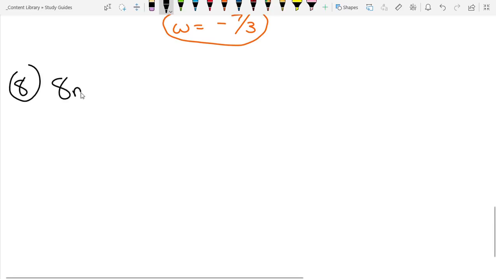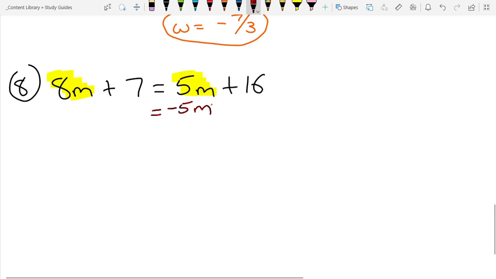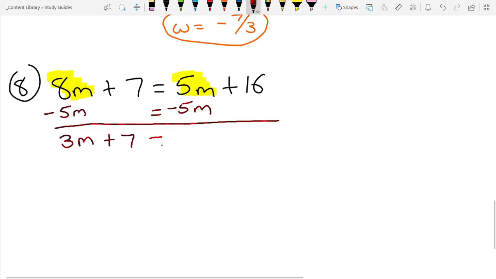We have 8m plus 7 equals 5m plus 16. Well, now we have an issue because we have m's on both sides. If we're solving for a variable, the variable can only be on one side of the equation. So we always want to deal with that first. So I'm going to choose to get rid of the 5m's over here. I don't want the right-hand side to have them. So I'm going to take away those 5m's. And if I take away 5m's on the right, I have to take them away on the left. So now I'm left with 3m's plus 7. These are gone, so you're left with just a 16.